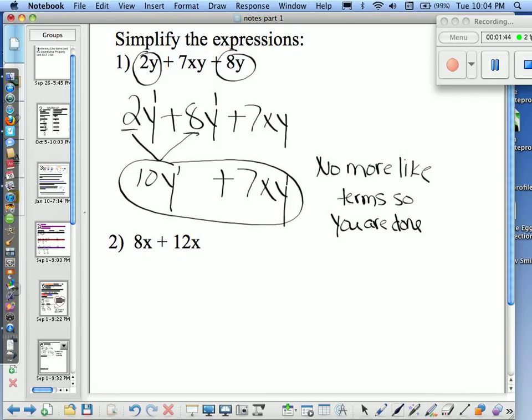Alright, so the next one, we've got our like terms. 8x and 12x are like terms, so we add our 8 and our 12. We get 20, and we keep the variable the exact same. Nothing changes there.